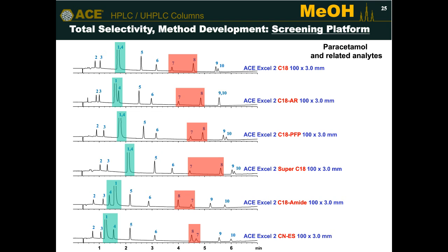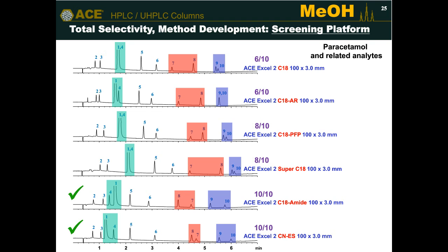And then finally, peak pairs 9 and 10. If we start at the top and go to the bottom, we can see co-eluting, completely co-eluting, partially resolved, co-eluting, and then the C18 amide, 9 and 10 are well resolved, and also on the cyano-ES they are well resolved. So if we add up the number of peaks that are separated across the 6 different column chemistries, we can see we've got 2 chemistries where we have complete separation of all 10 compounds in our mixture.